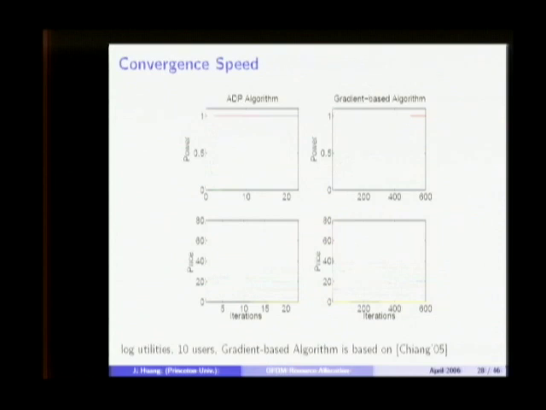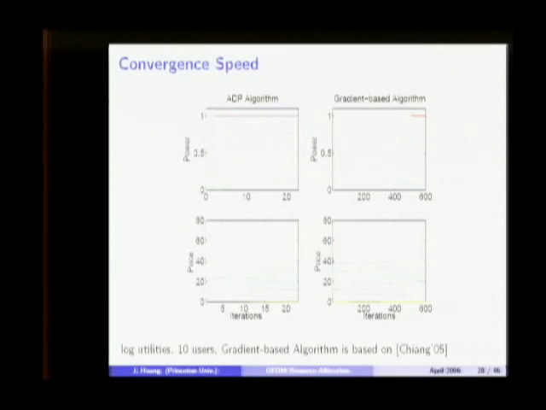The last question is what's the convergence speed? Here we compare the convergence speed of the ADP algorithm in terms of power and price with another gradient-based algorithm, which is based on Meng Chang's JSAC 2005 paper, where they consider joint congestion control and power control. So this is only a comparison of the power control part. We have no congestion control here because we consider single hop transmission. So everybody has log utility.